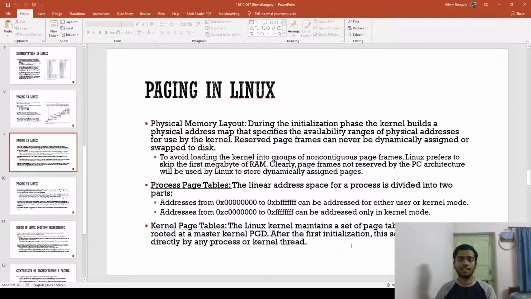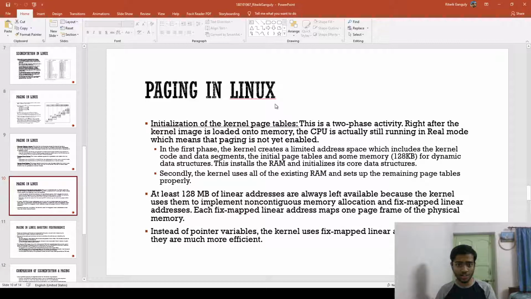After the first initialization, this set is never used directly by any process or even by the kernel thread. So that is one-time initialization. After that, it will never be accessed nor can it be changed. Next, we have the initialization of the kernel page table.